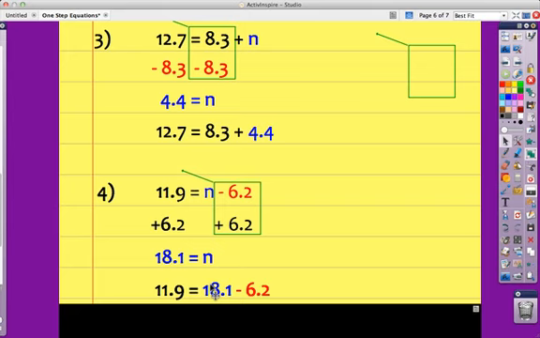So I substitute, there's the n right there, it just continues right down. 18.1 minus 6.2 is indeed 11.9.